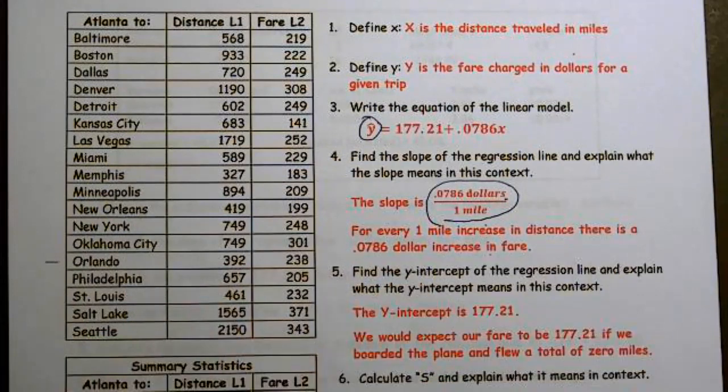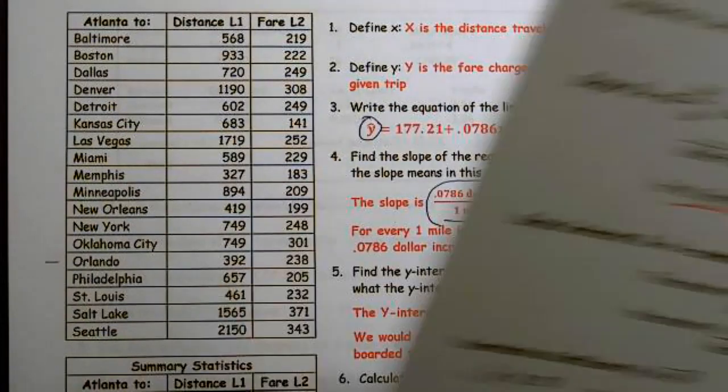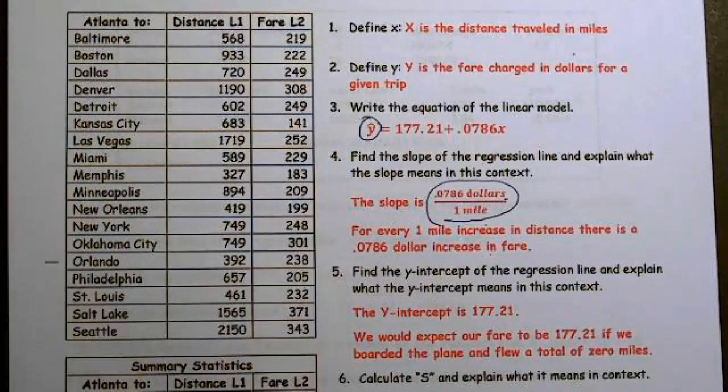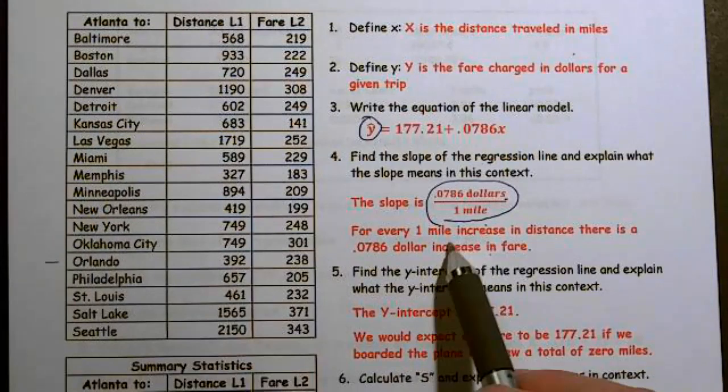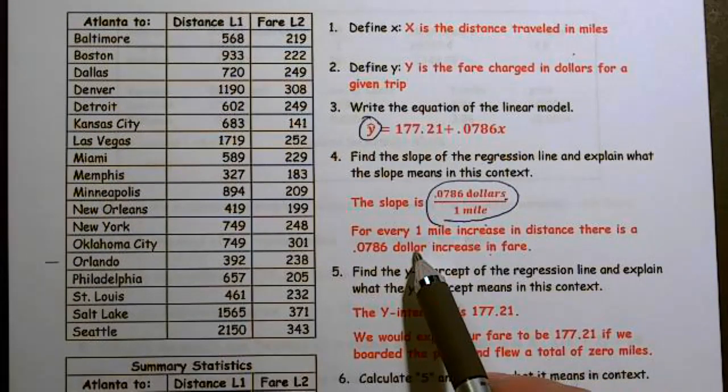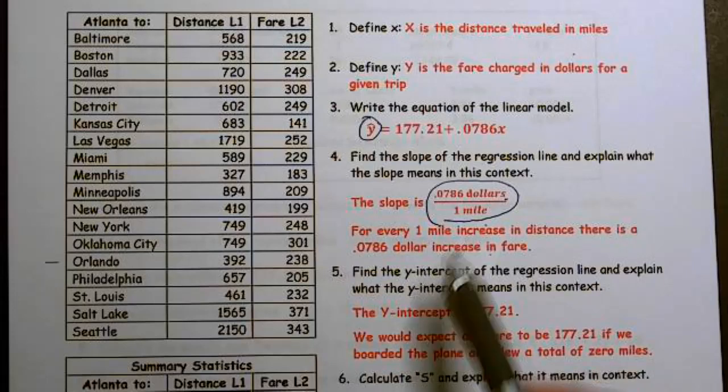All right, and basically that's coming from our equation. All right. So we have an expected amount of change of $0.0786 for every 1 mile change in fare. Find the y-intercept and explain what it means.